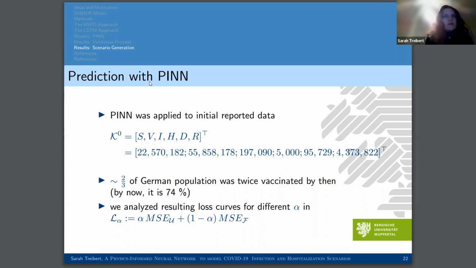Okay, so then for the prediction, we also applied the PINN, not only the numerical methods as we did before, and we gave some starting data to it. This refers to November 2021. At this point in time, around 2/3 of the German population was twice vaccinated.